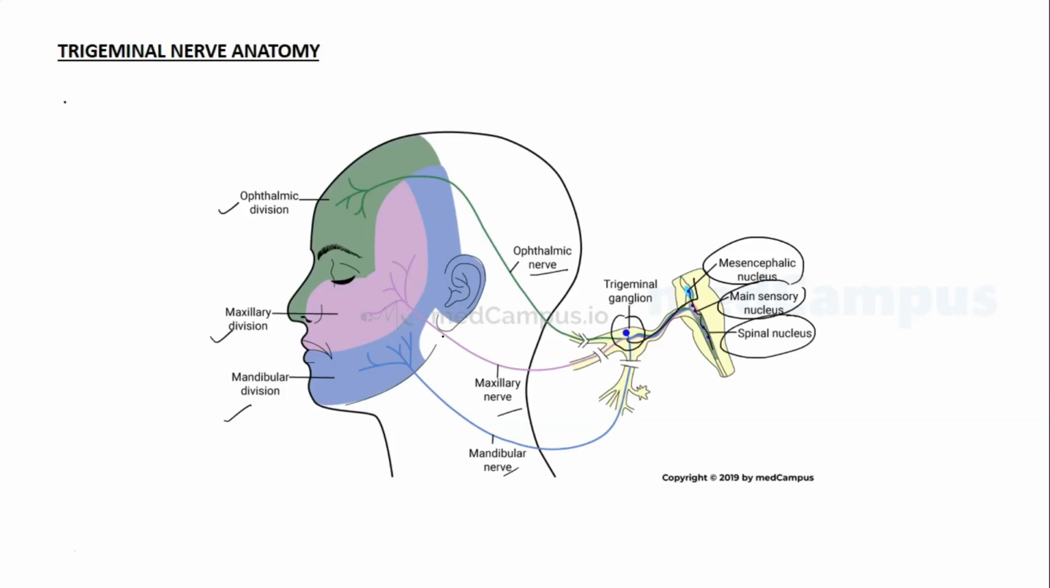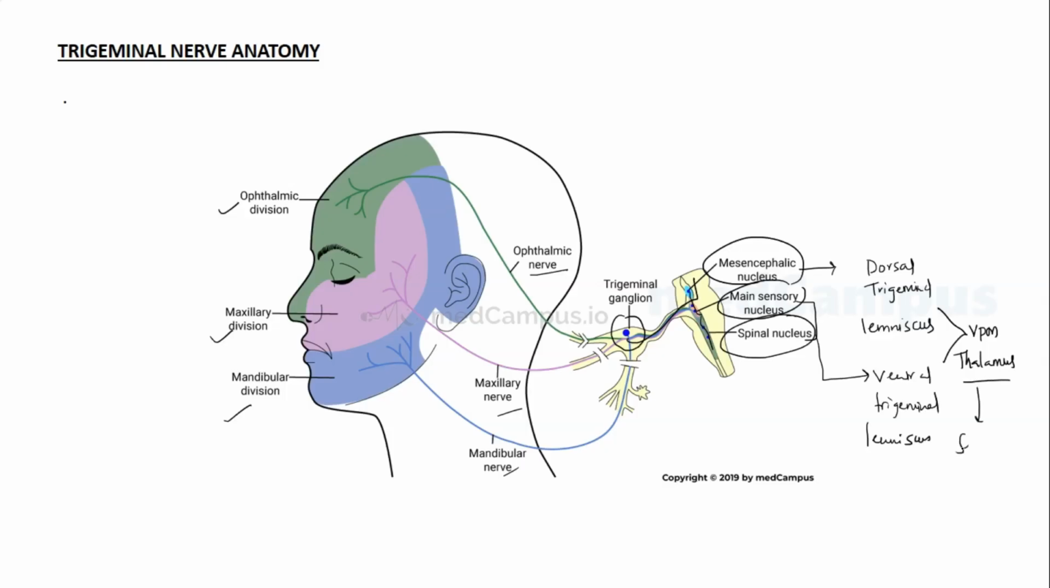From the mesencephalic nucleus, the fibers travel through the dorsal trigeminal lemniscus. Both the main sensory and spinal nucleus afferents pass through the ventral trigeminal lemniscus. From here, both relay into the ventroposteromedial nucleus of the thalamus, VPM, which is concerned with the sensory system. From there they reach the sensory cortex. So this is the pathway.